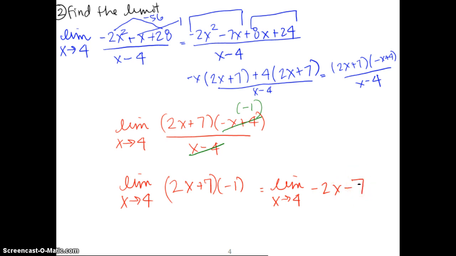So now if we plug 4 in for x, this is going to be negative 2 times 4 minus 7, which is going to be negative 8 minus 7, which is negative 15. So the limit, back to the very beginning, if we go back to the slide before, the original problem, whoop, that's not it.